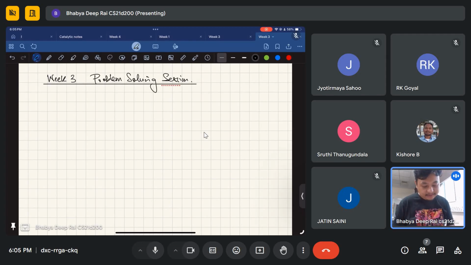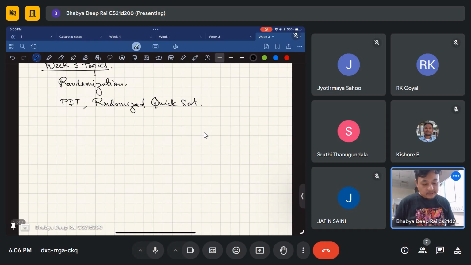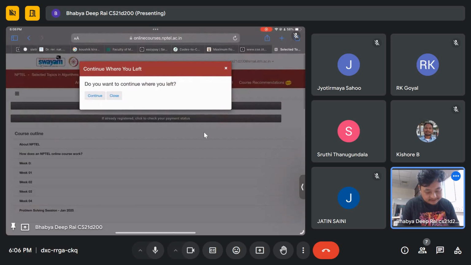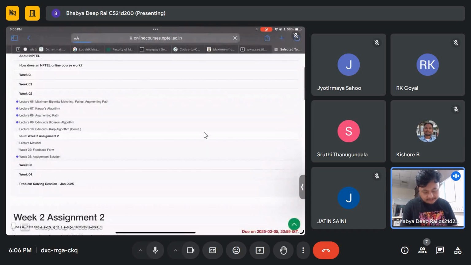Okay, this time's topics are week 3 topics: randomized algorithms, basically randomization, and polynomial identity testing, randomized quicksort, and concentration inequalities. Okay, great. I will also be discussing the solutions to the previous week's assignment because it's released.